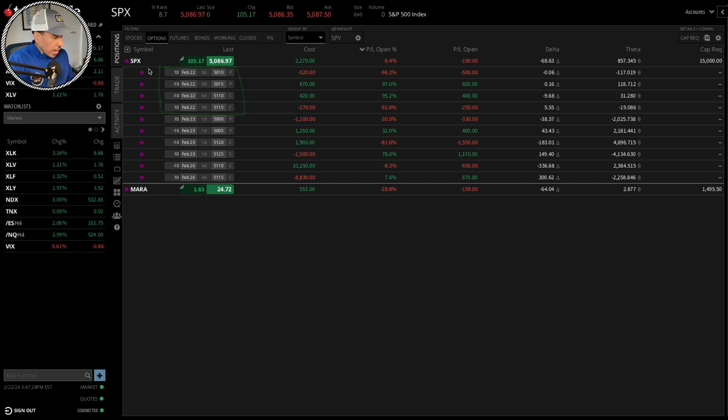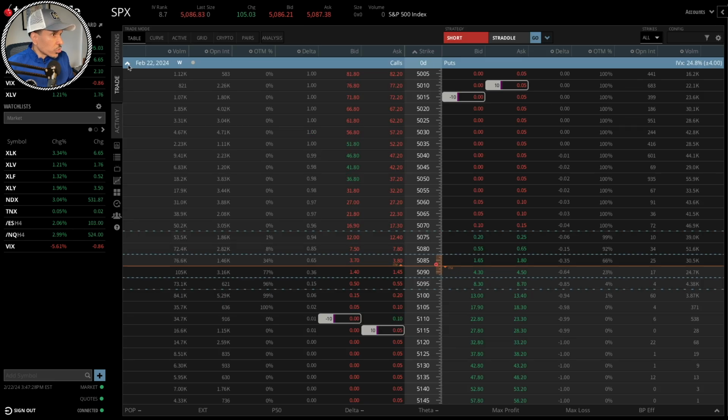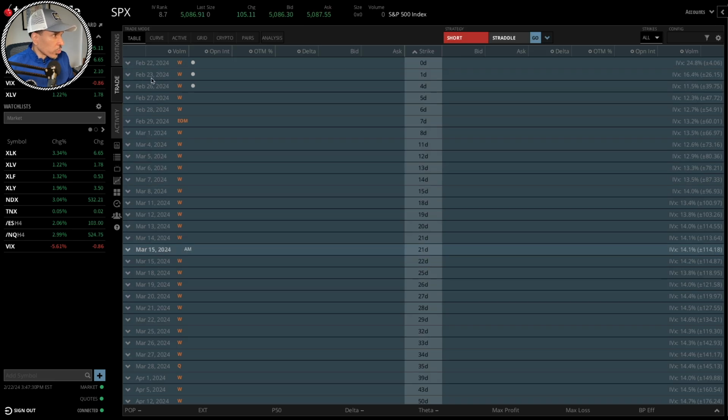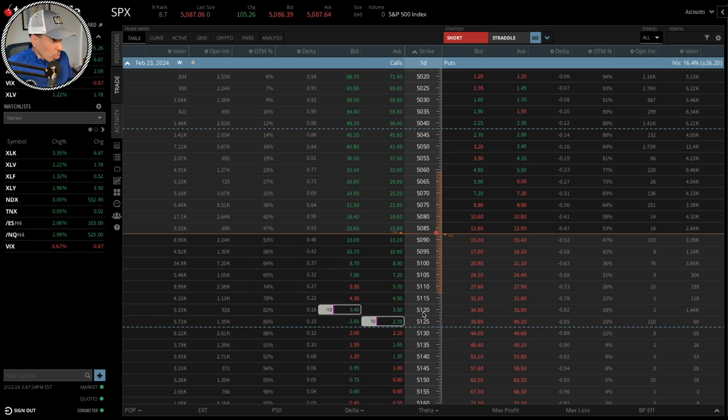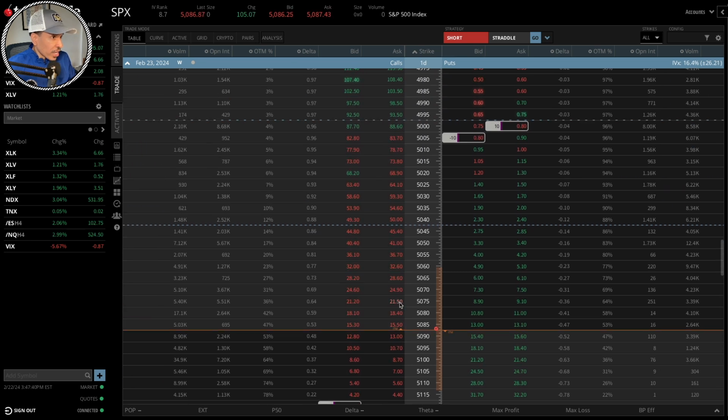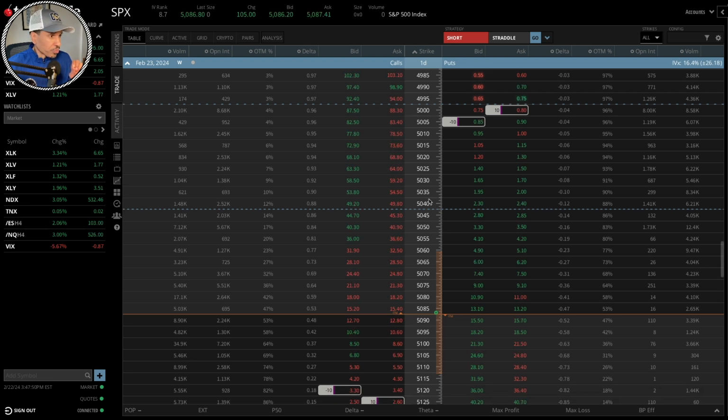As you can see here, I have two other positions on, well, actually three other positions on. For February the 23rd, which is tomorrow, I have this one that I rolled from today, right? So I'm at 51.20 and 51.25. And I also put on a put credit spread. I took an additional credit and sold the 5,005 and bought the 5,000.